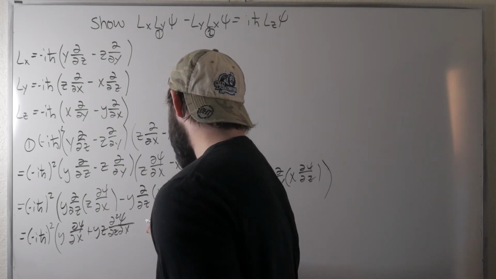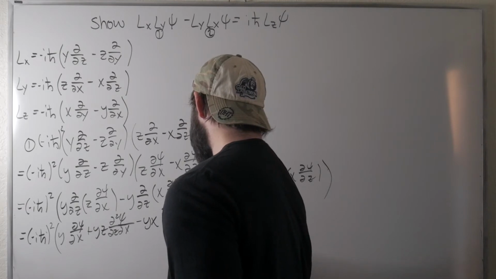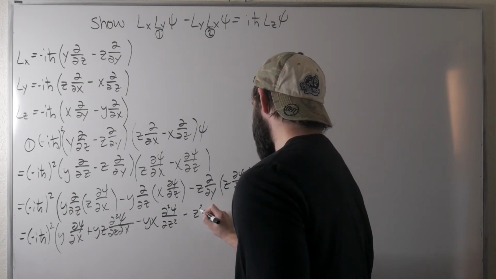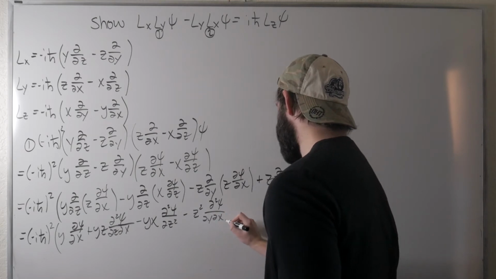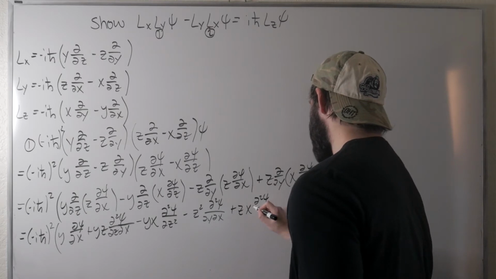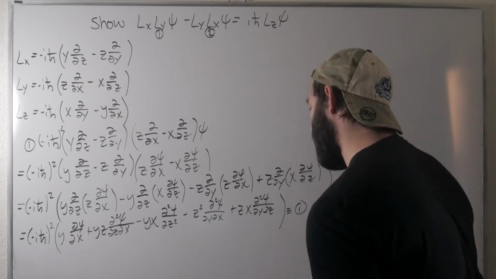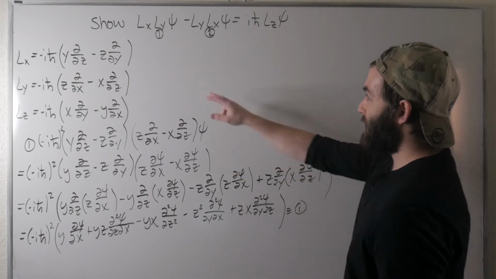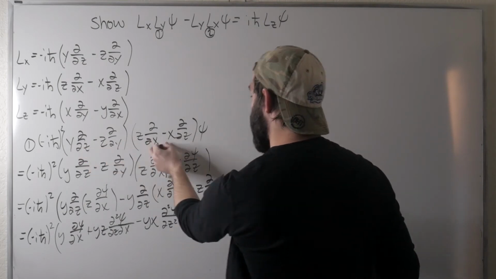Okay, so now we have a minus yx d²ψ/dz² minus z² d²ψ/dy dx. And we have a plus zx d²ψ/dy dz. So that's equal to equation 1. Okay, now let's do this again. So now we're going to do this for the second term, where instead of xy, it's yx.